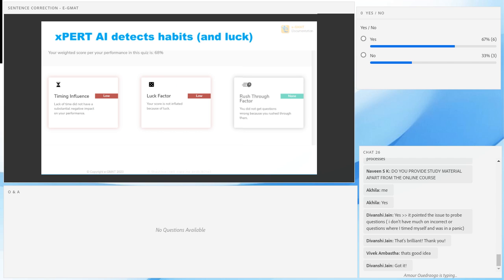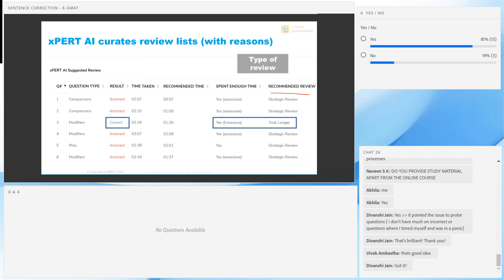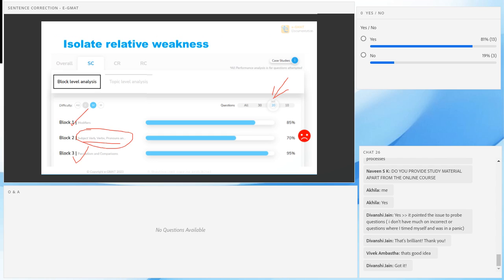You get all these insights, such as, did you get the answer right because you rushed through, or because of the luck factor, or was there a timing influence in you answering the question incorrectly. All of that is expert curated information, right? So you get all those insights from your quiz results. So utilize those. You're able to isolate weaknesses.